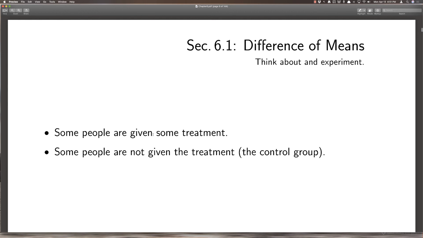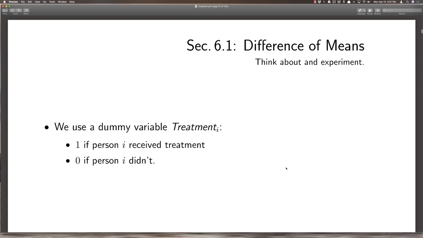So here's a way to think about it. Think about it as an experiment, maybe. Some people are given some treatment, and some people are not given the treatment. Those are the control group. So the control group gets a 0 for the variable. The treatment group gets a 1. If you think back to the beginning of chapter 4, we talked about the anthrax medicine that was given, and so you could have coded that as a 1 and 0. In fact, I think we did that at the beginning of chapter 4.